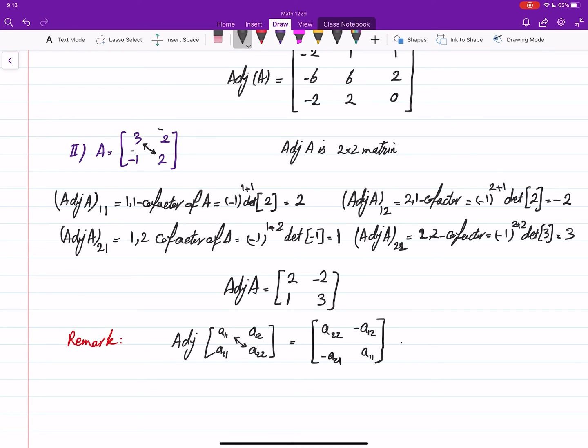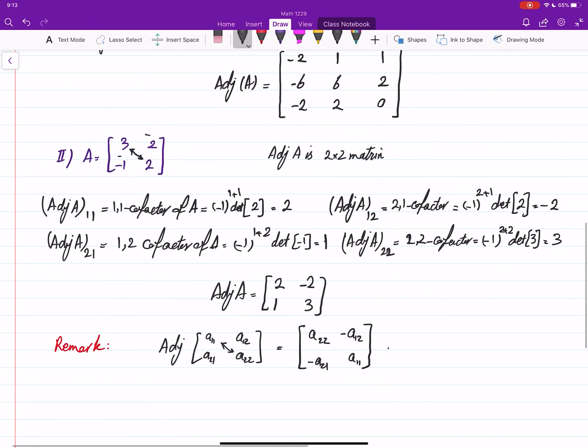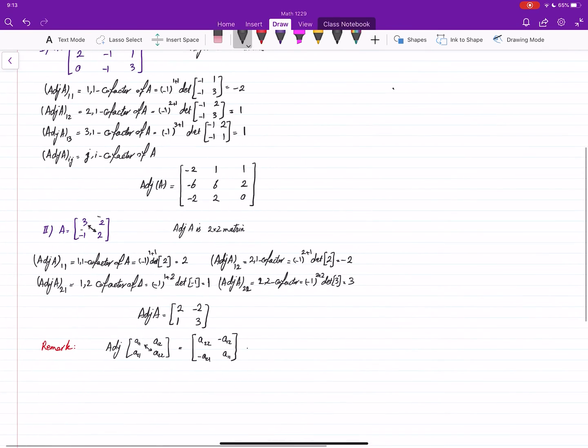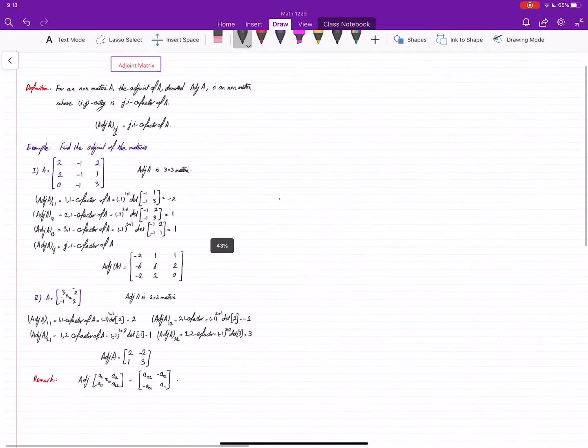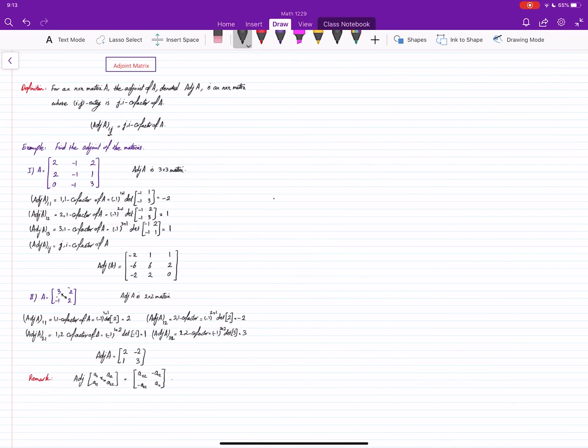Okay. So these are just the definition. You need to do a little bit of practice, and then in the next videos you will see why this adjoint matrix is important.